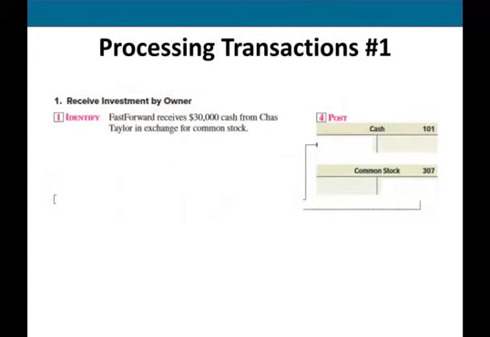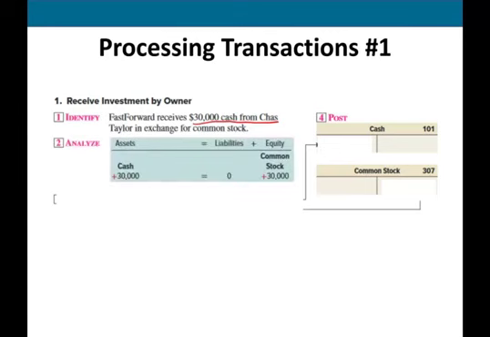So starting with the first transaction, first we are going to analyze the transaction. Received $30,000 cash from Chase Taylor in exchange for common stock. What did we learn in the prior session? We learned how to analyze this transaction. We learned that cash went up and common stock went up. Now we need to look at it from a T account perspective. So from a T account perspective, the two accounts affected are cash and common stock. So this is the cash account and this is the common stock account. Cash is going up. If cash is going up, I'm going to debit cash, because cash is an asset, and when an asset goes up, we debit.